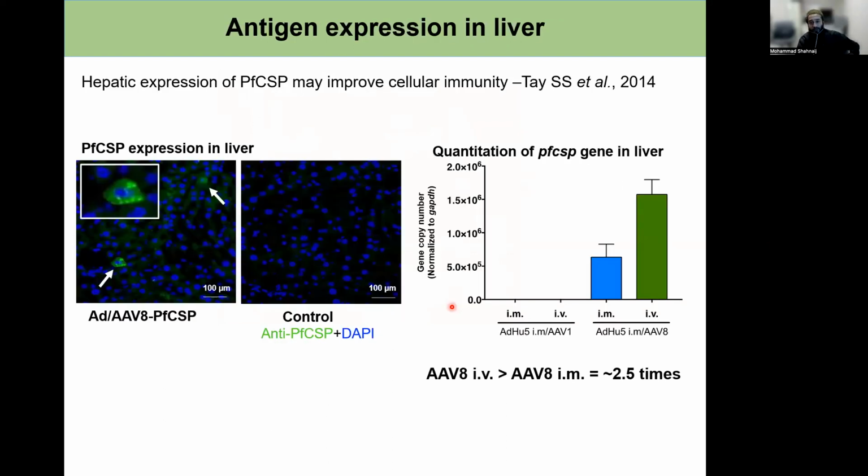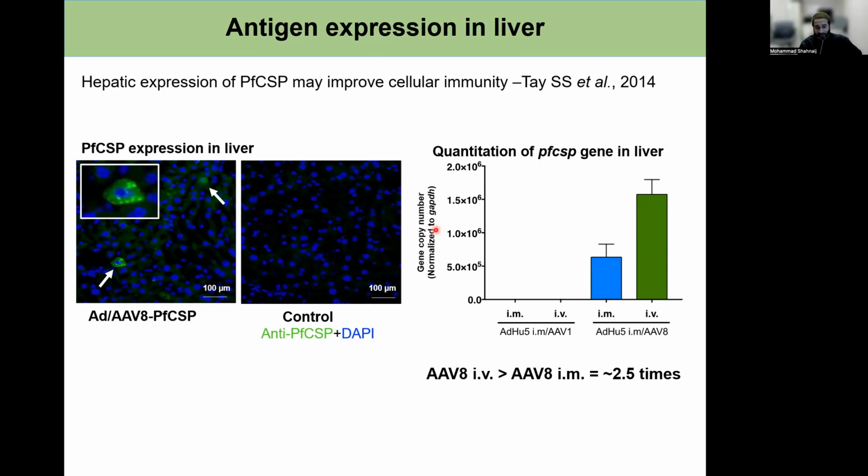Before going there, we collected the liver from the mice after the challenge, and we did the ICC experiment, and we found PfCSP expression in the liver. This is after 32 weeks, and we found that there is still expression of PfCSP antigen in the liver.